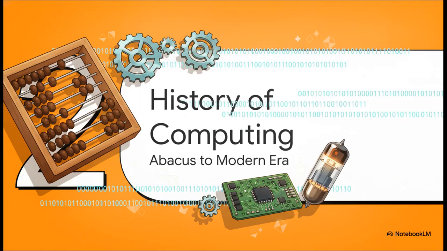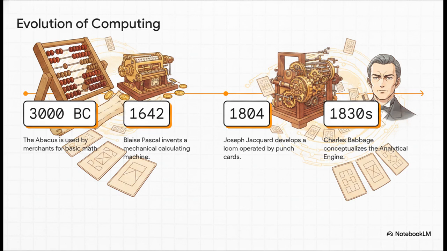Okay, moving on to section 2, the history of computing. It is so fascinating to see how humans solve mathematical problems over a span of like 5,000 years. We start way back in 3000 BC with the abacus, just a simple mechanical device used by merchants for basic math. Fast forward a bit to the year 1642, and we get Blaise Pascal's mechanical calculating machine. Then, in 1804, Joseph Jacquard totally revolutionized things with a loom operated by punch cards. People were literally feeding instructions into a machine to control it.